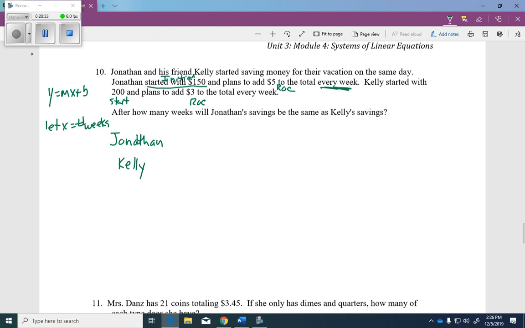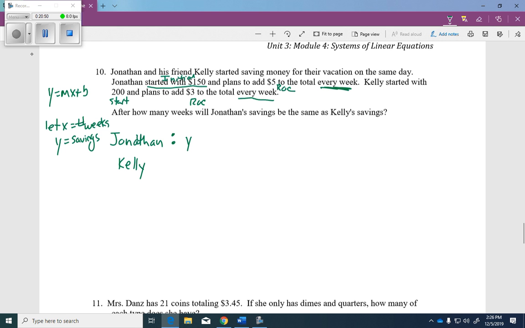And it should be the same for both Jonathan and Kelly. So you could go and look at Kelly's, and hers is also every week. So that's what tells you that x is a number of weeks. Y will be how much money they have. So I guess it would be the savings.